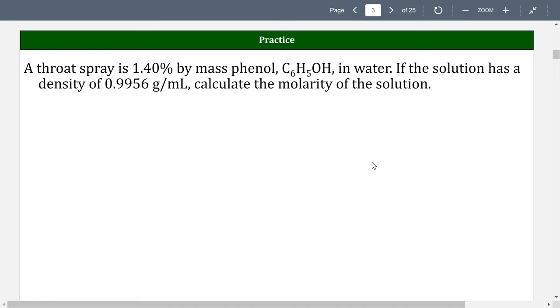And with that in mind, just pick an amount. Say I have 100 grams of solution, and use that to figure out how many grams of phenol you have, and from there moles. And if you have 100 grams of solution, you can use the density to figure out liters of solution, right?